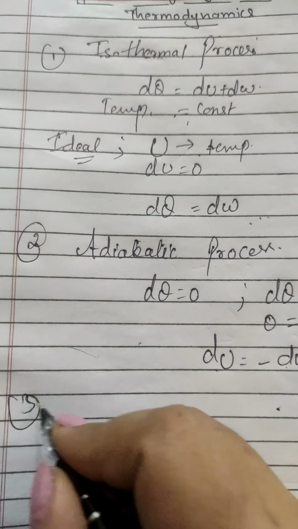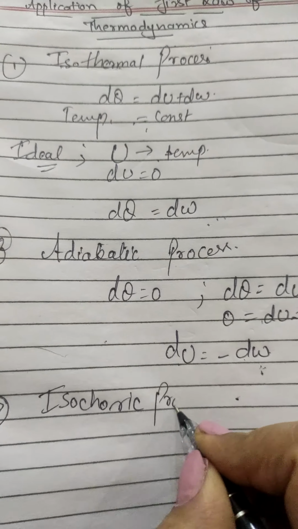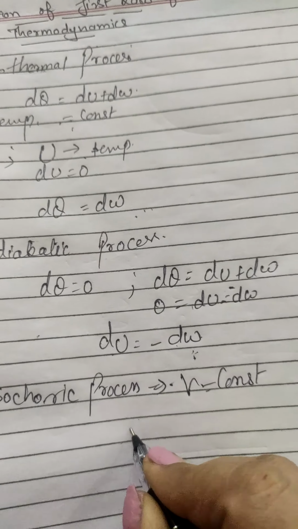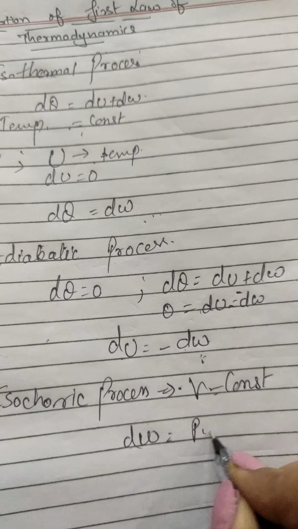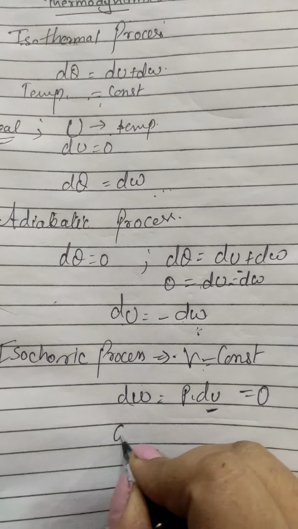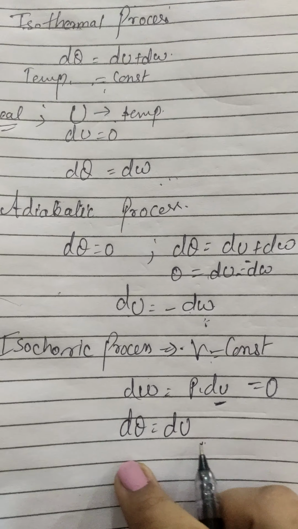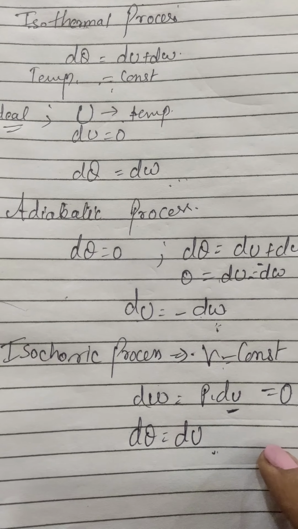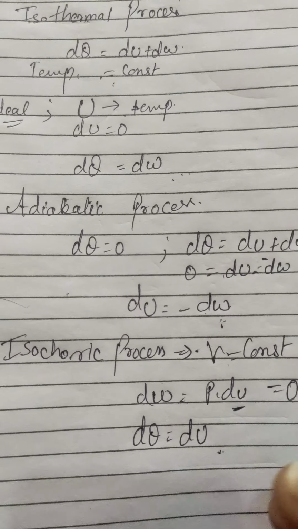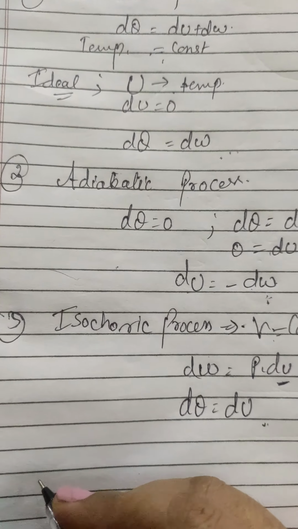Now the third case is the isochoric process. Isochoric process means volume is constant. Since volume is constant, the work done, which is given by PdV, is 0, because the change in volume is 0. So in that case, dQ is equal to dU, meaning the total amount of heat energy supplied to the system will be spent in increasing the internal energy. Also, since volume is constant, whatever heat you are providing is raising its temperature, so internal energy will increase.